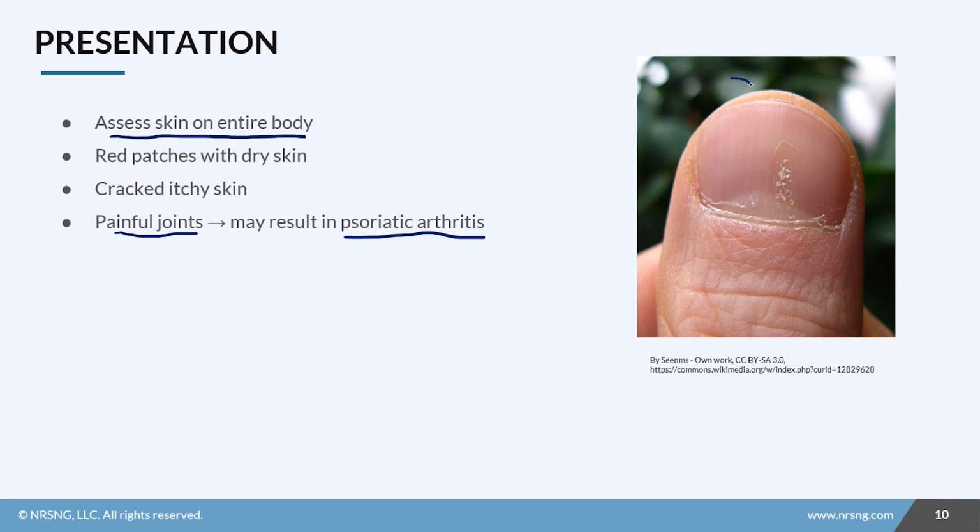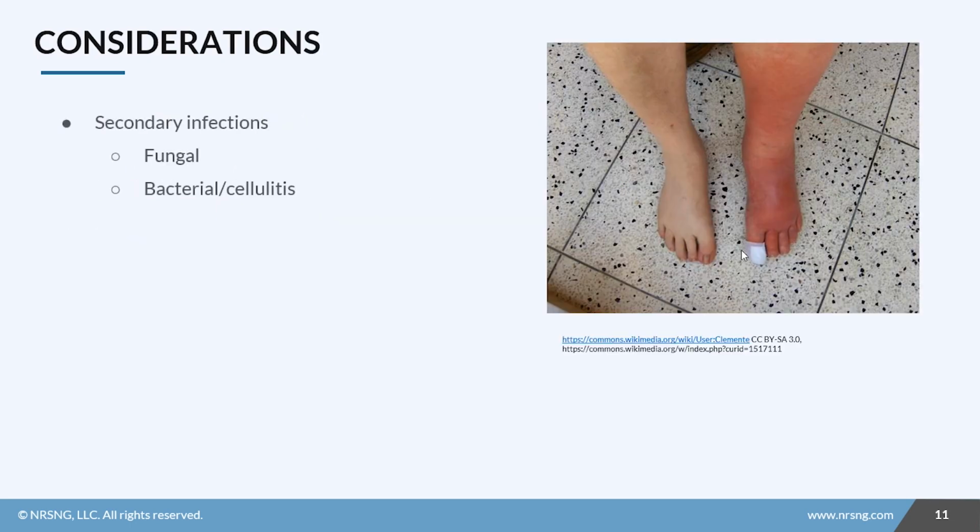This is just showing a picture of psoriasis actually occurring on the nail. So whenever you have a patient with psoriasis, it's really important to check out the skin lesions and just make sure that they're not infected. Secondary infections can occur because the patients might be scratching at those lesions, breaking them open, and allowing bacteria in, which could possibly result in cellulitis.